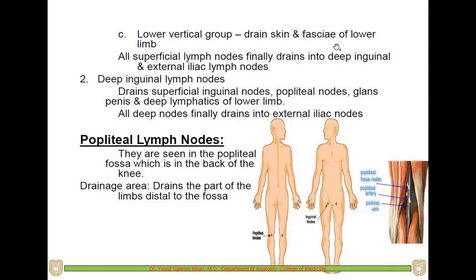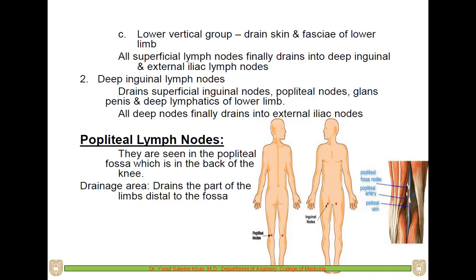Finally, even the superficial will drain into the deep inguinal group of lymph nodes. So all the deep nodes finally drain into the external iliac group of lymph nodes. So the arrangement is: the superficial inguinal group of lymph nodes will drain most of the parts of the lower part of the abdomen, the lateral part of the skin, perineum, everything.